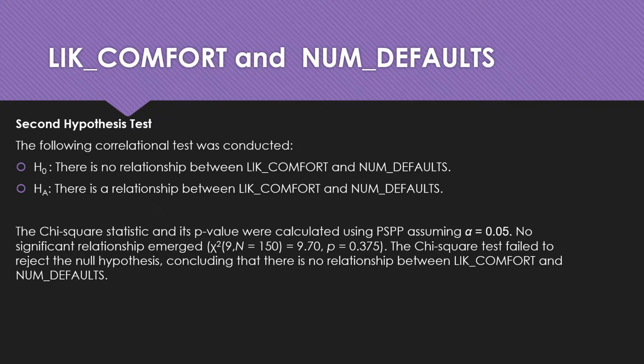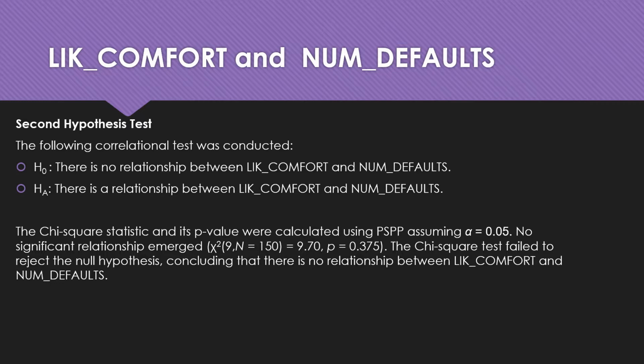Our second hypothesis test, we're looking at the relationship between the linker comfort level and the number of default payments. The following correlational test was conducted. Our null hypothesis: there is no relationship between the linker comfort level and the number of defaults. Alternate hypothesis: there is a relationship between the linker comfort and the number of defaults.